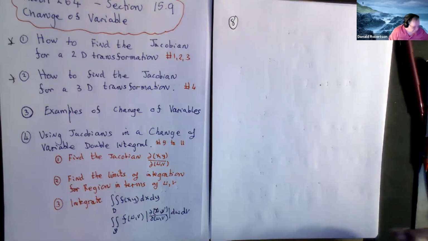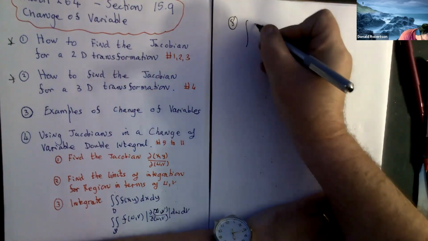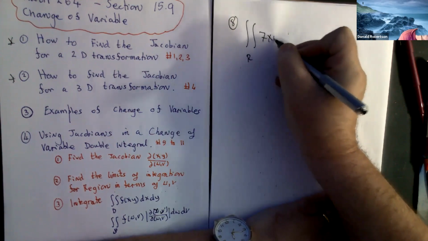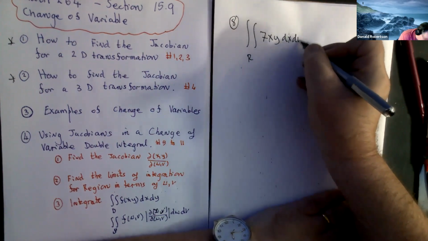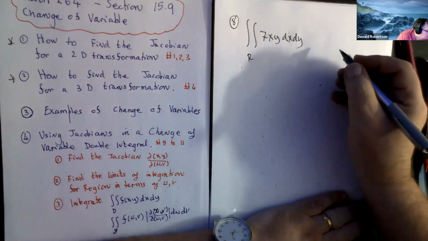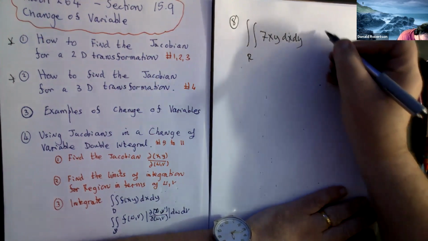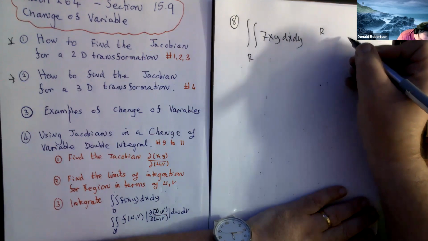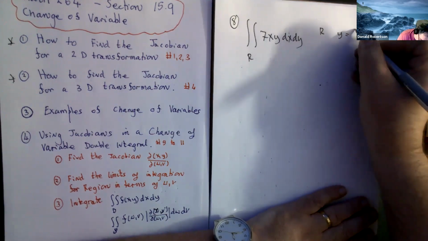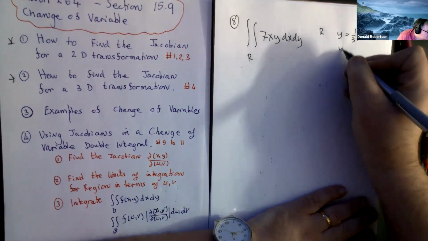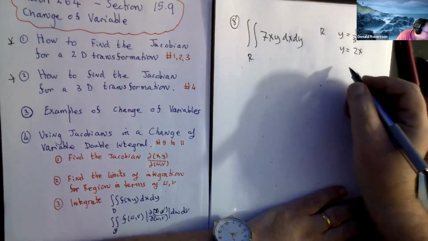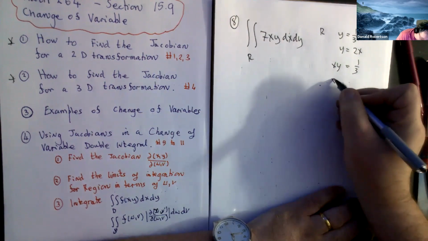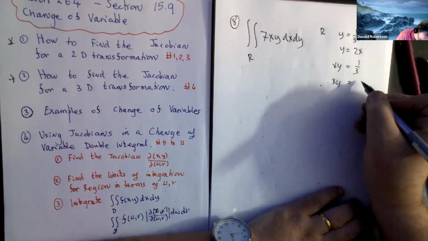See if I can set one up. In question 8, we have a region, we have a 7xy, we have a dx, we have dy, nothing to see here. They describe the region R as bounded by y equals 1/3 x, y equals 2x, xy equals 1/3, and xy equals 2.